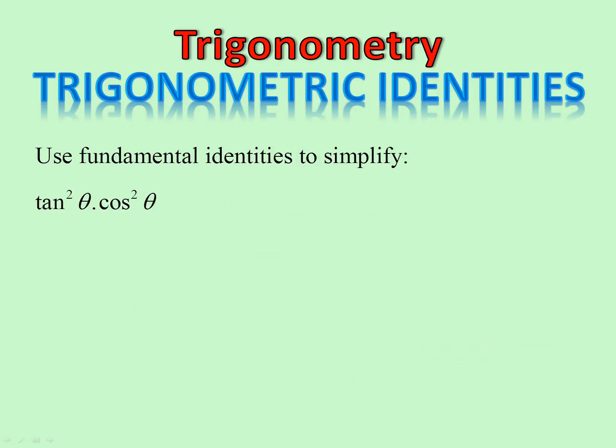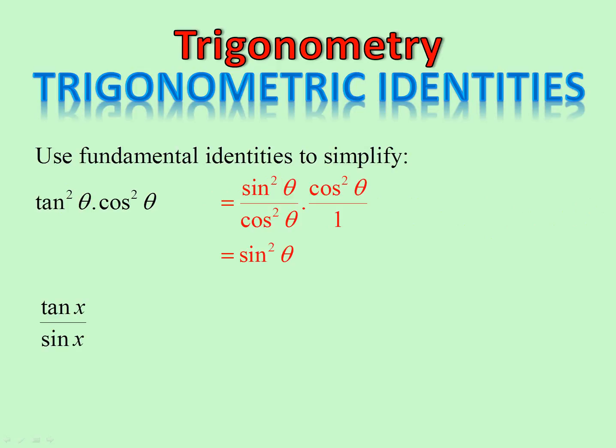Let's try a few more. Here we are, tan squared times cos squared. So what do we do? The tan squared goes to sine squared over cos squared. Tan is sine over cos, so therefore tan squared will square the top, square the bottom of the fraction. The coses go, we end up with sine squared.